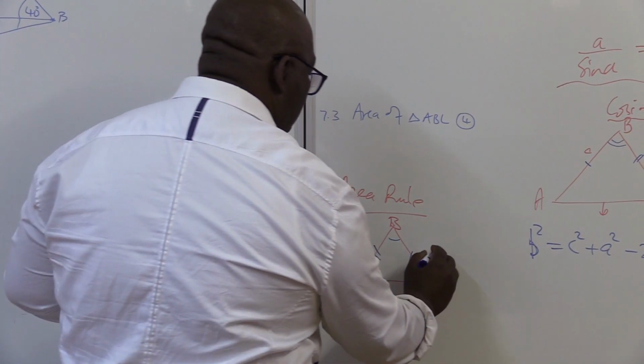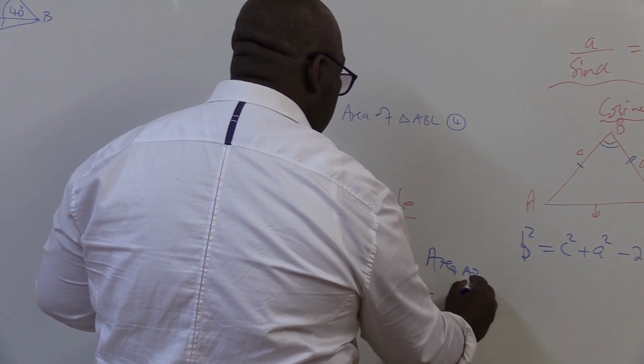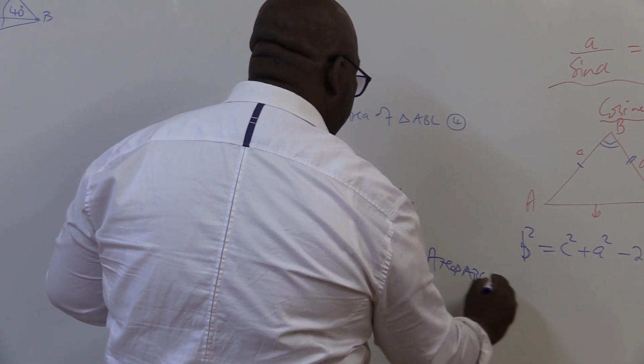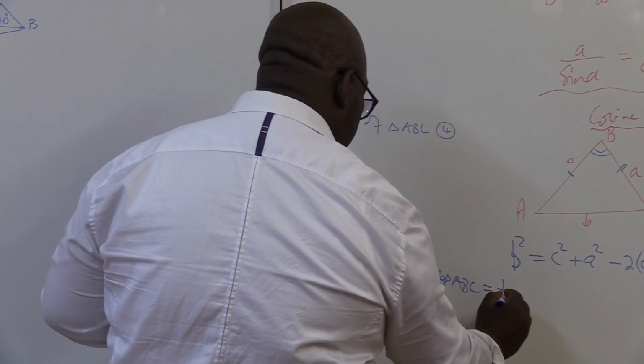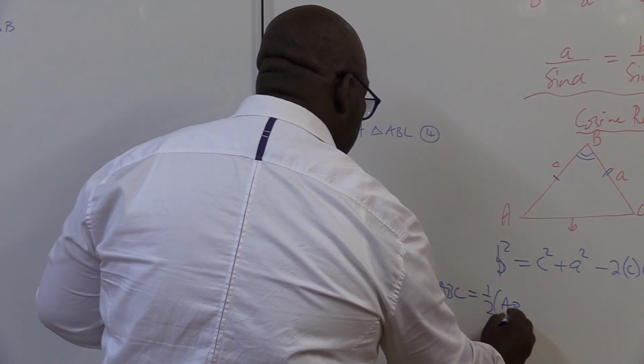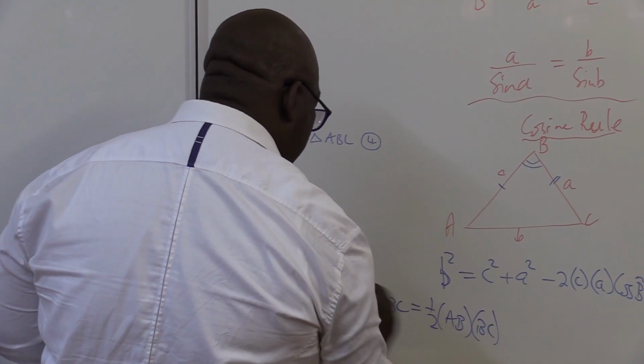Area of this triangle ABC is equal to half of this side, which is AB, times BC, times sine of the included angle.